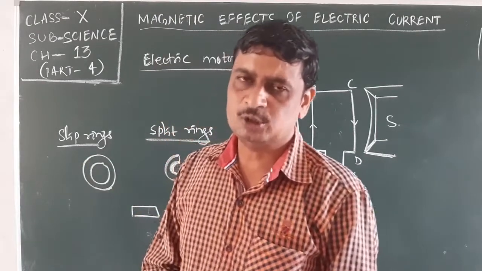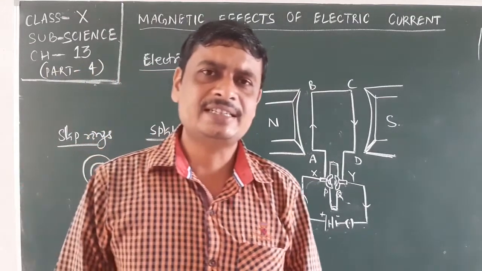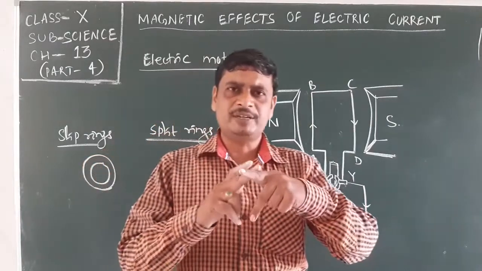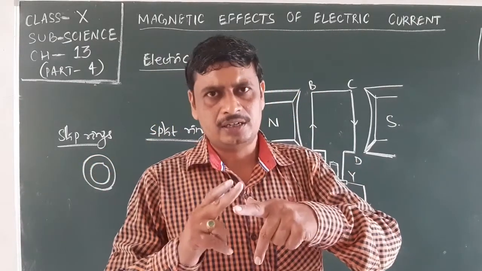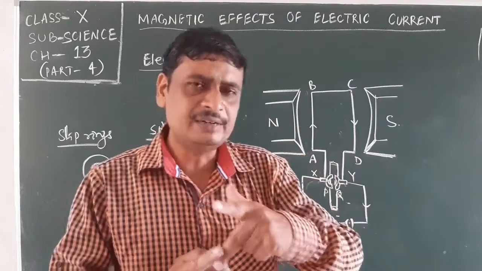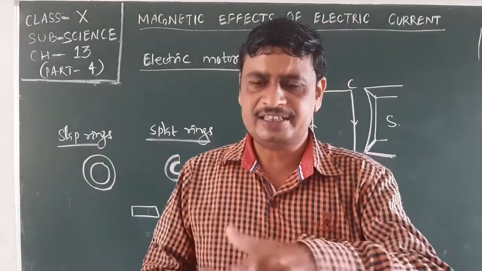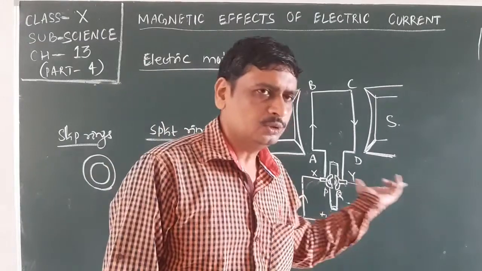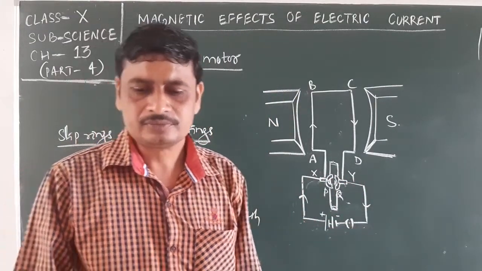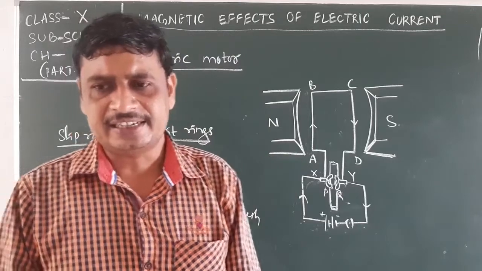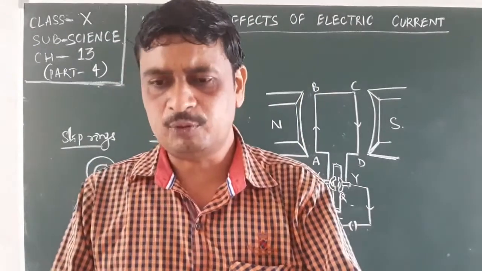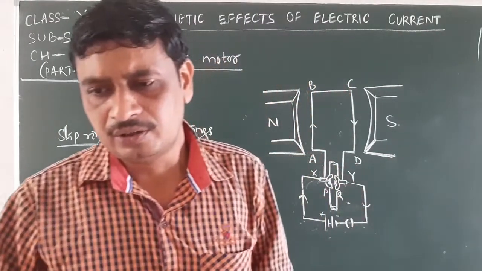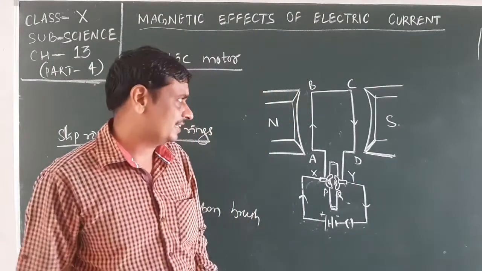Now applying Fleming's left hand rule: when we stretch our left hand, the first finger, middle finger and thumb, the first finger shows the direction of the magnetic field, the middle finger shows the direction of electric current, and the thumb shows the direction of force, the direction of motion. According to Fleming's left hand rule, the force on a current carrying conductor in a magnetic field acts on arm AB pushing it in the downward direction, whereas arm CD is pushed in the upward direction.